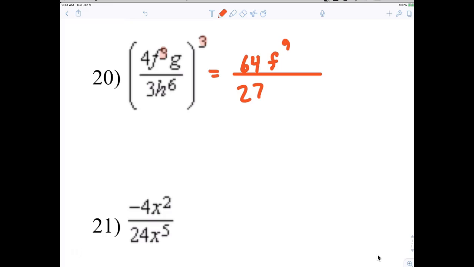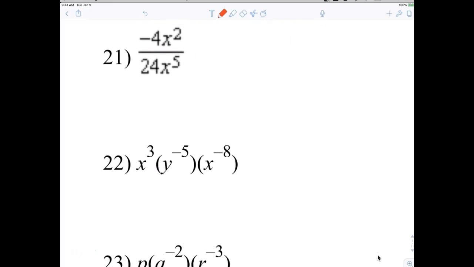Well, the answer is f to the 9th, right? Because this is 3. It's f cubed, right? And then it would be g to the what? Look up. This is a 1. Come on, Kate. There you go. Come on. And then it would be h to the what? Exactly. H to the 18. All right, here we go.